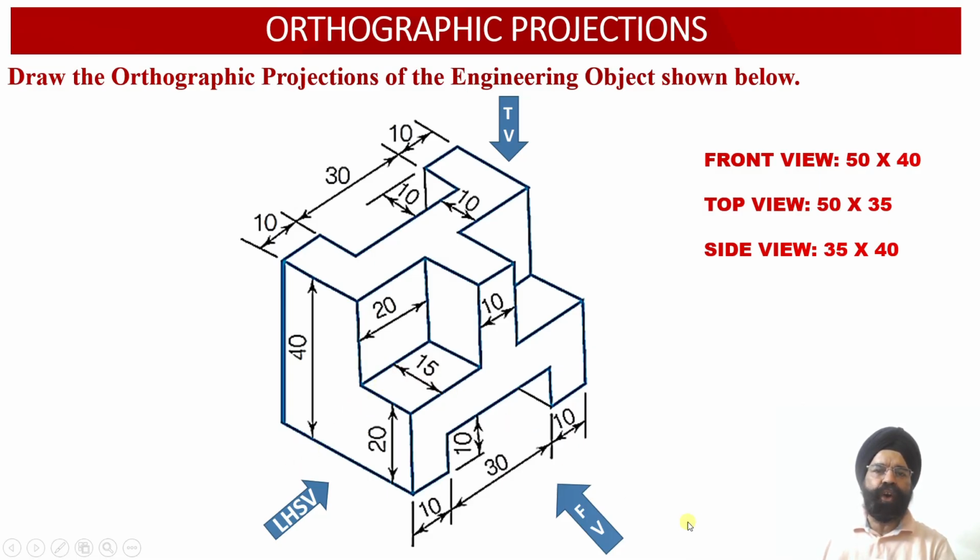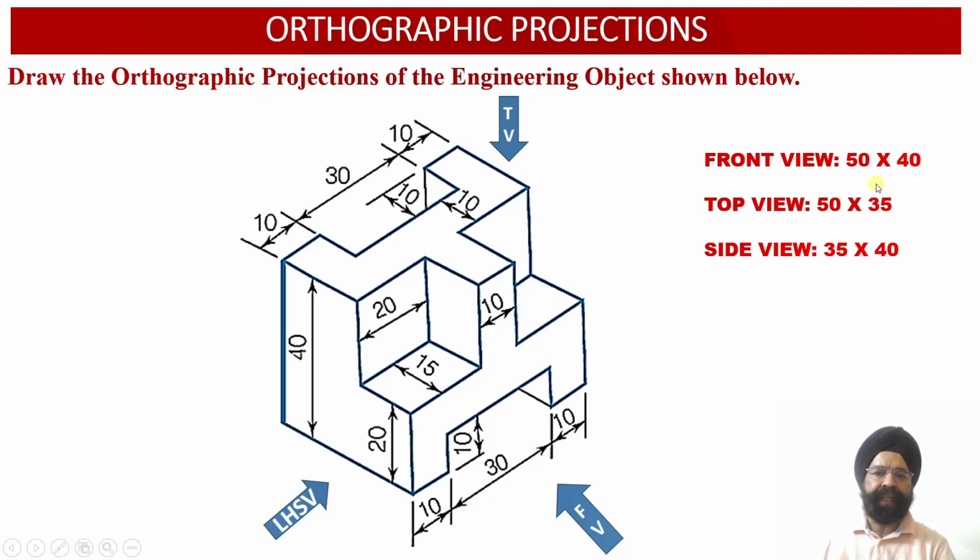In order to obtain the orthographic projections of the solid, we need to evaluate the dimensions of the front view face, top view face and the left hand side view face corresponding to the solid. Now when we look at the solid from the front view orientation, we observe that the width of the solid is equal to 50 millimeter, while the height of the solid is 40 millimeter. So the dimensions of the front view face of the solid are 50 millimeter width and 40 millimeter height.